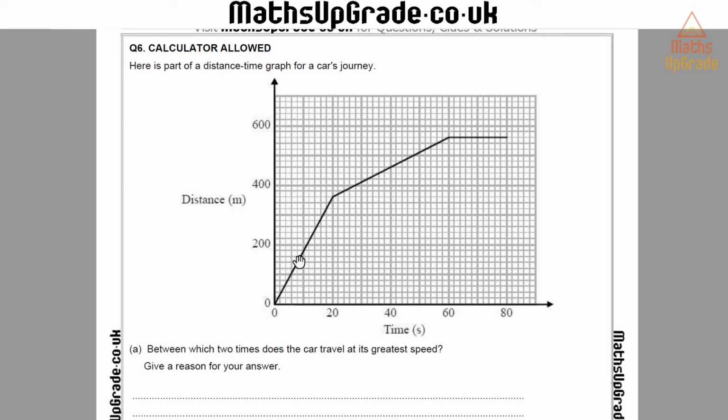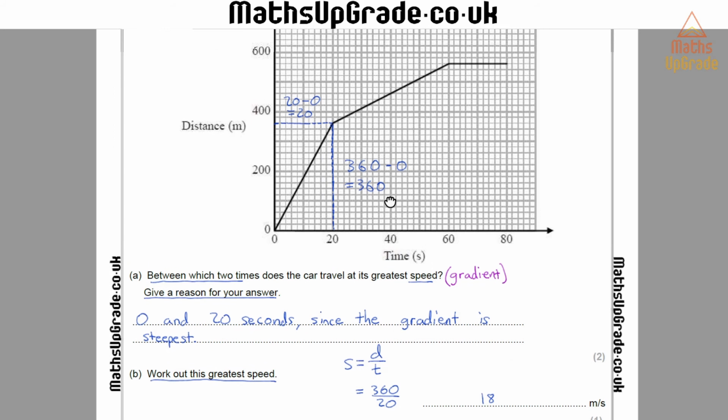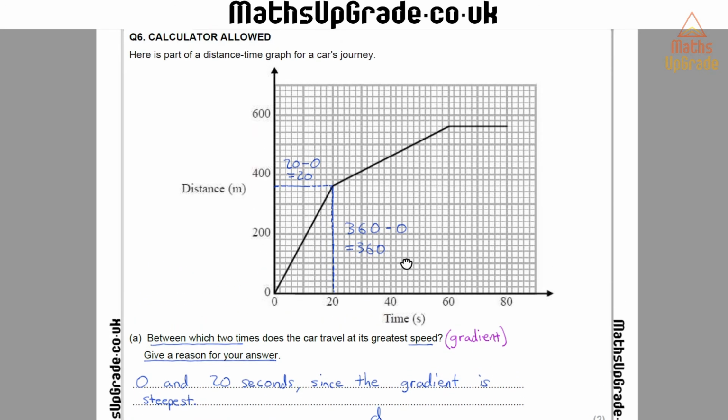You can see this is the steepest section of the graph. So the time is between 0 and 20 seconds. So that is your answer for that part of the question there. The gradient is steepest.